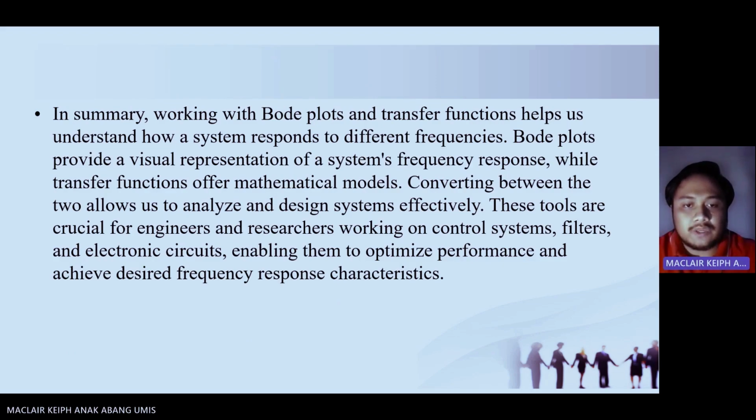In summary, working with Bode plots and transfer functions helps us understand how a system responds to different frequencies. Bode plots provide a visual representation of a system's frequency response, while transfer functions offer mathematical models. Converting between the two allows us to analyze and design systems effectively. These tools are crucial for engineers and researchers working on control systems, filters, and electronic circuits, enabling them to optimize performance and achieve desired frequency response characteristics.